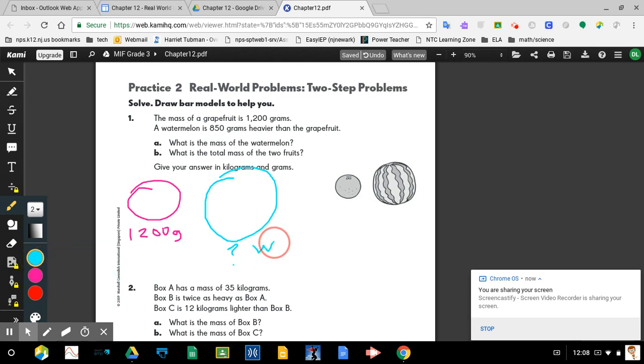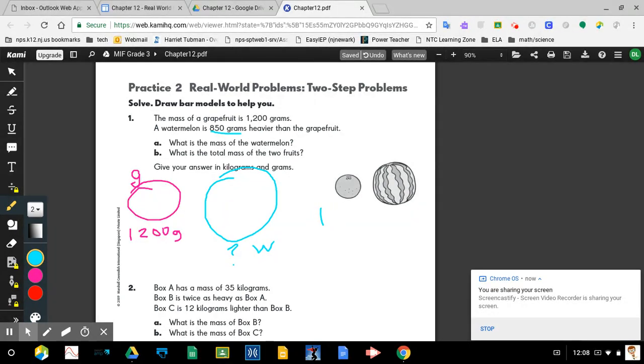So I'm going to put a W for watermelon. I'm going to put a question mark there. I do know that my grapefruit is 1,200. I'm going to put a G for grapefruit. Now I know that my watermelon is heavier than my grapefruit, which is bigger. It's 850 grams heavier. So the first question says, what is the mass of the watermelon? And I know if it's heavier, I want a bigger number. I'm going to put these two numbers together to get the weight or the mass of my watermelon.